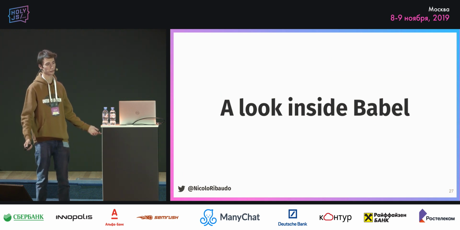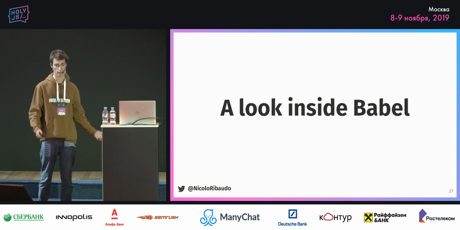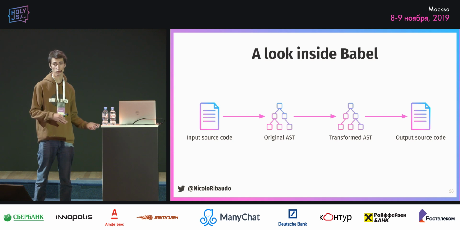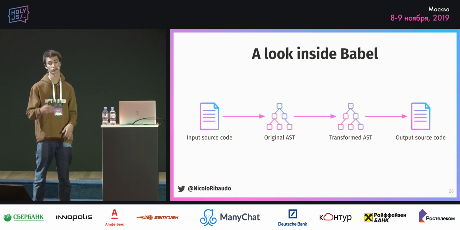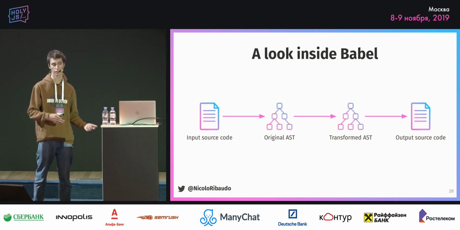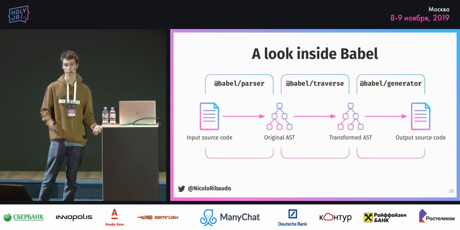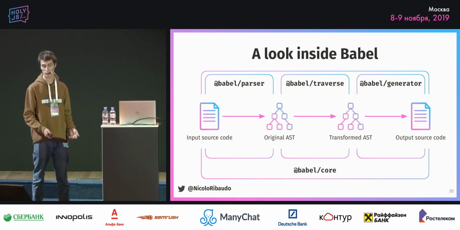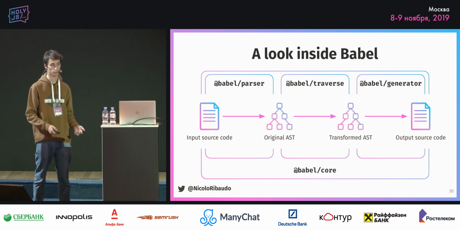Okay, now we can take a look at how Babel works inside. Babel is divided in different steps. First, it gets the input source code. It parses it, generating an AST. Then it transforms this AST, and it prints it, generating an output source code. This is done by three different packages: Babel parser, Babel traverse, and Babel generator. They are all wrapped inside Babel core, which provides a simple API, because using three different packages just to compile your program isn't ideal, so we have wrapped them.